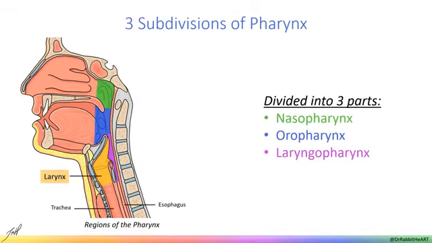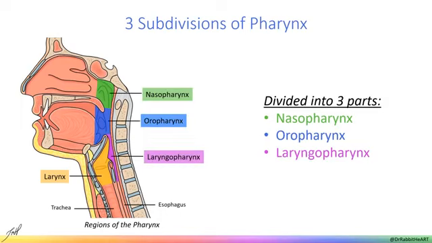The pharynx is divided into three regions named according to the space it's behind: nasopharynx behind the nasal cavity, oropharynx behind the oral cavity, and laryngopharynx behind the larynx. Each subdivision of the pharynx contains certain features. We'll discuss pharyngeal muscles and Waldeyer's ring first, since they span multiple subdivisions, and then we'll talk about each subdivision individually.